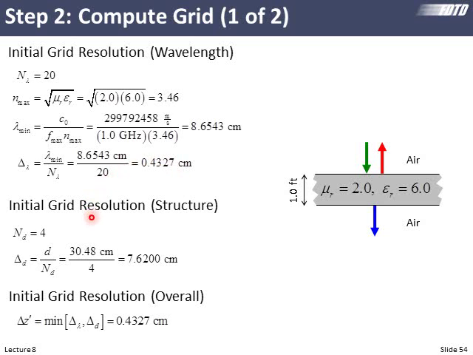Well, let's think about resolving the minimum dimensions. We want to resolve this slab probably with at least 4 points. So we'll set that resolution parameter to 4. Our critical dimensions, 30 centimeters divided by 4. That means our grid resolution should be at least 7.6 centimeters. Well, we go with the smallest one. So in this case, we're wavelength limited. That makes sense because it's a pretty thick slab. So our first guess at grid resolution, our delta Z parameter, is 0.4327 centimeters.